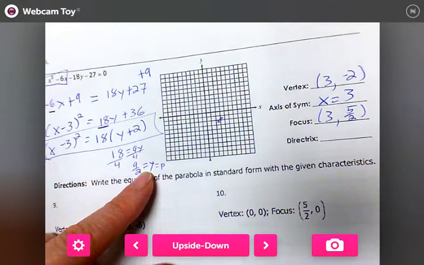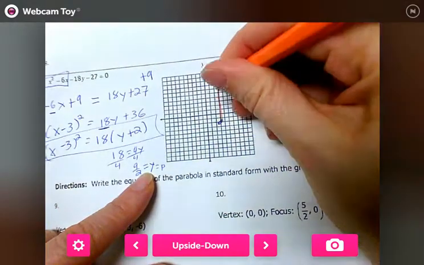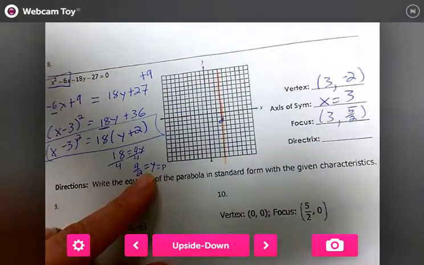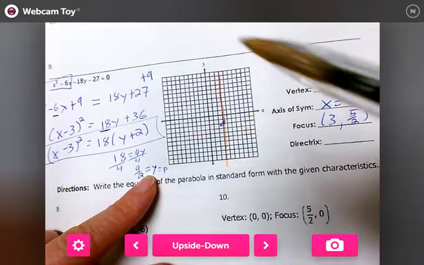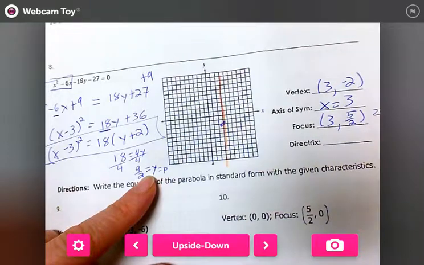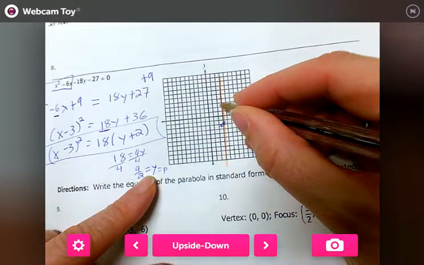My axis of symmetry is right here at 3. That's my axis of symmetry. My focus point is right here at 3 and 5/2, that's the same as 2.5. So I'm going to go over 3, up 1, 2.5.